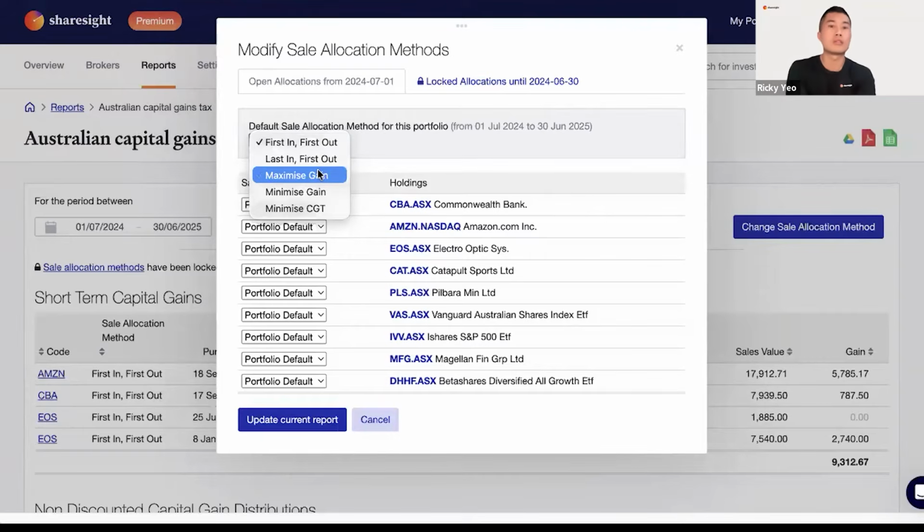This maximize gain just means Sharesight will pick the one that has the lowest cost base to sell, so it will create the maximum capital gains. Minimize gain, that's the opposite. So minimize gain, you will pick the parcels with the highest average purchase price or highest cost base. Same with minimize CGT. The difference between minimize gain and minimize CGT is that minimize CGT takes into account the long-term discount, which is the 50% as well.